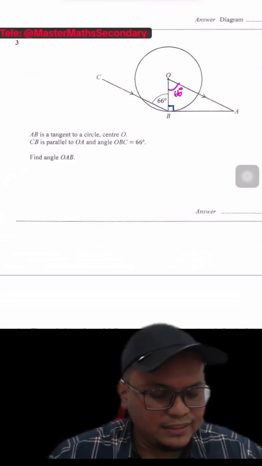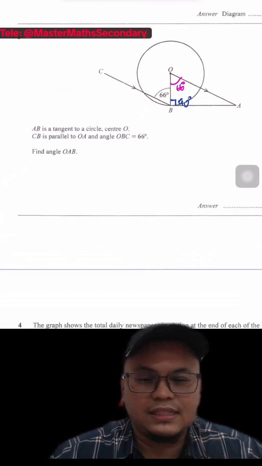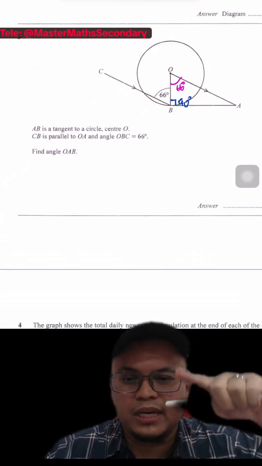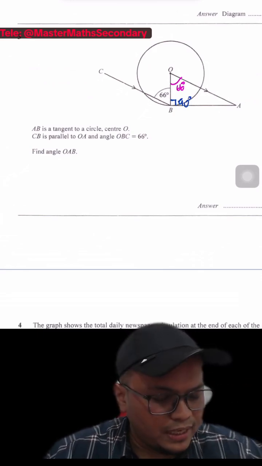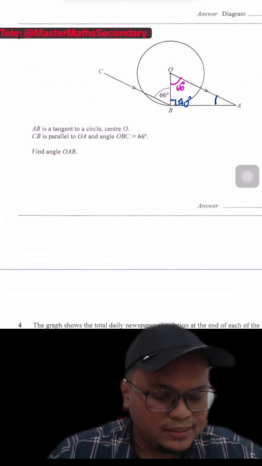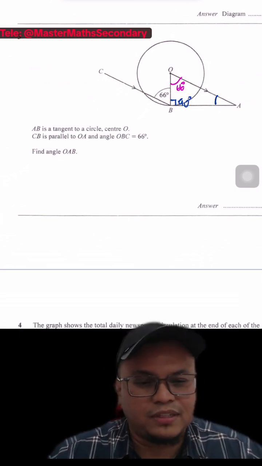So you have a 90 degree there. So this is 90 degrees, this is 66 degrees, and inside the triangle OBA, you can actually find this. We know the sum is 180 degrees, so that allows you to find this angle here. Which will be 180 minus 66 minus 90, it's just 24 degrees.